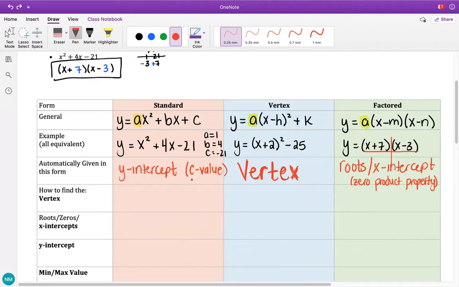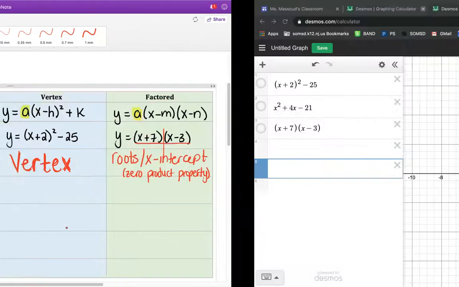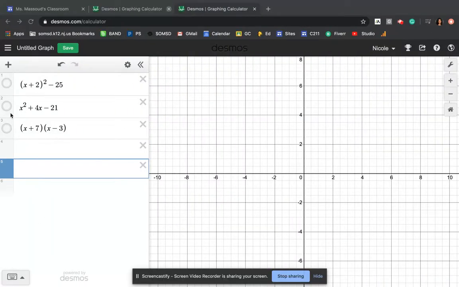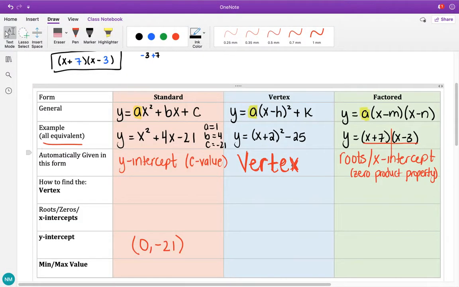So let's fill in this chart, just these things, right? So the y-intercept of this function is going to be negative 21, or more specifically, because x is 0, it is going to be 0, negative 21. So for here, the vertex of this function, same function, remember, they're all equivalent functions. And I actually put it here on Desmos for you to see that these are the three things that we just wrote out. They are the same thing. Notice how it's just changing colors? They are the exact same function, just different forms.